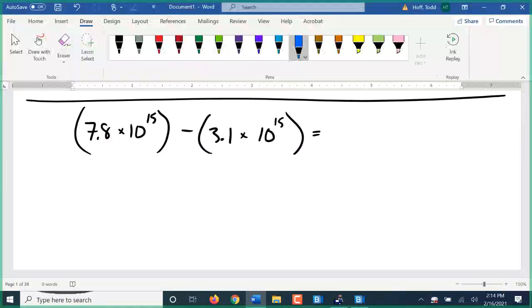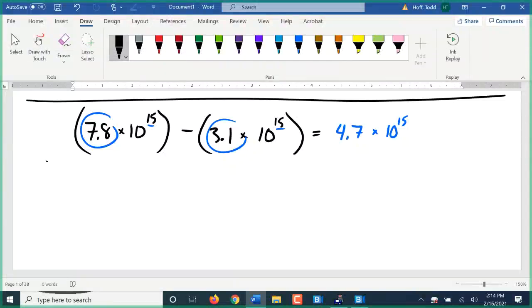We better look at some subtraction here quick. Yeah, before we get sidetracked. Just like with addition, we have to have the same power of 10. So these are both 10 to the 15. So we'll combine the counts. 7.8 minus 3.1 is 4.7. And we keep that same name, 10 to the 15th.